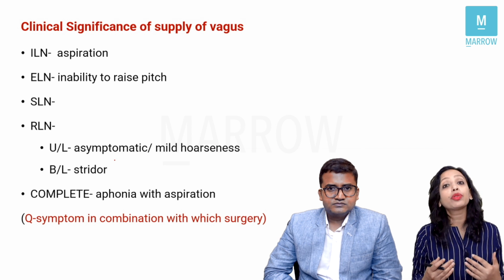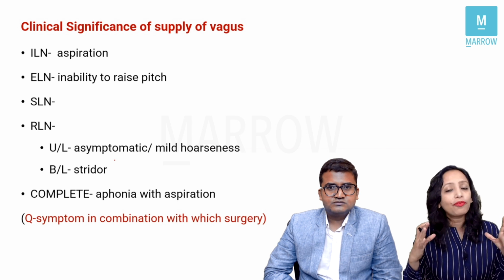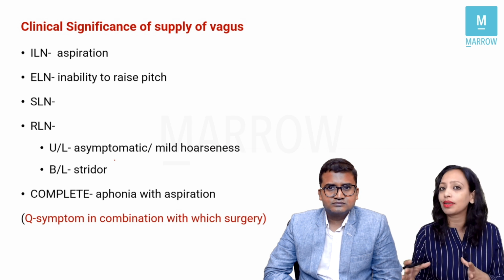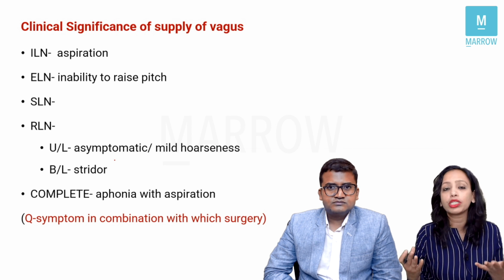If there is any injury to the superior laryngeal nerve, as in the carotid triangle or in the base of skull, both the features of internal laryngeal as well as the external laryngeal will be present. Aspiration and weak voice, inability to raise the pitch of voice will be present.